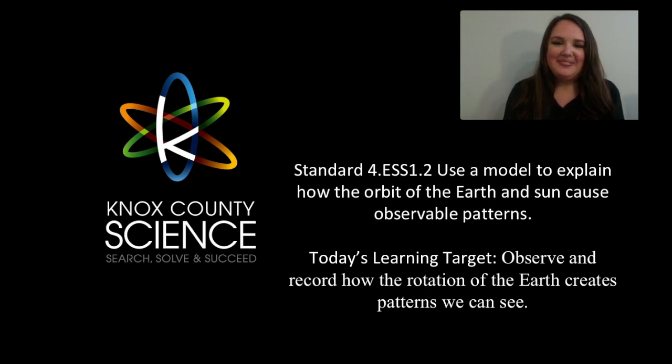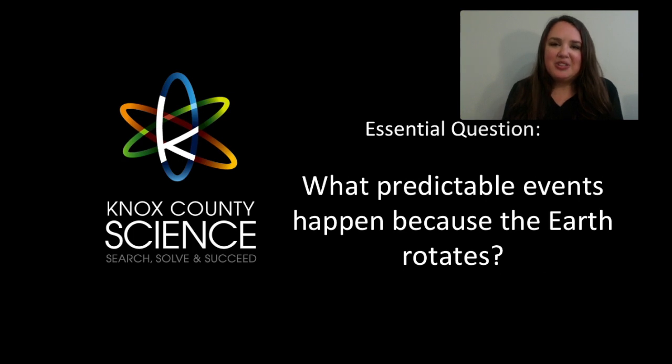Let's go. The first thing we usually do during a science lesson is come up with an essential question. This is a question that we're going to answer sometime throughout the entire lesson. Today's essential question is, what predictable events happen because the Earth rotates? Now, in order to answer this question, we have to be clear on what the question is actually asking us for. Let's go ahead and break it down.